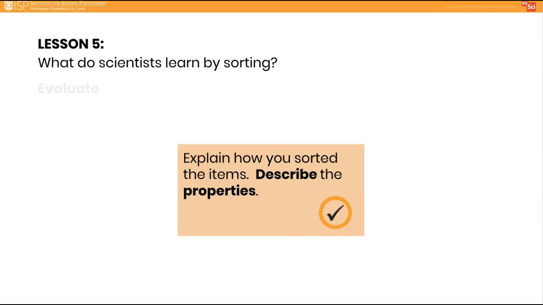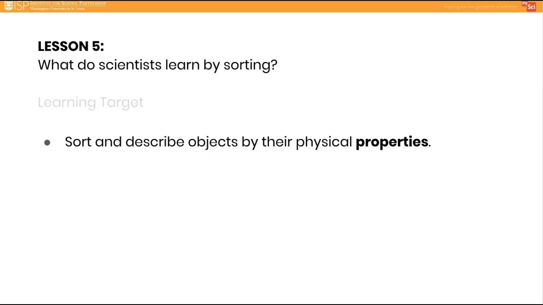In the Evaluate part of this lesson, you can formatively assess students by asking each group to describe the properties that they used to sort the items. You can ask students what other things we sort in everyday life, and why is it important that people sort things? By the end of this lesson, students will have described the properties of objects by using their 5 senses. They will have used the properties that they have described to sort these objects into different categories.